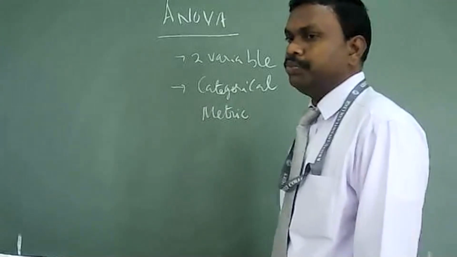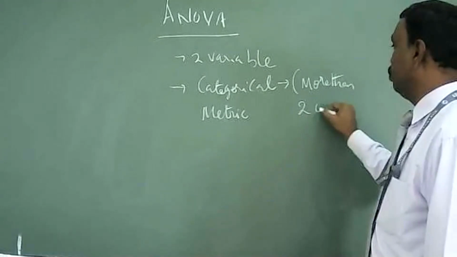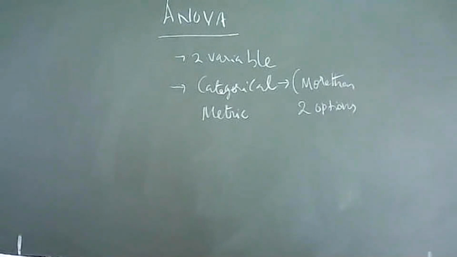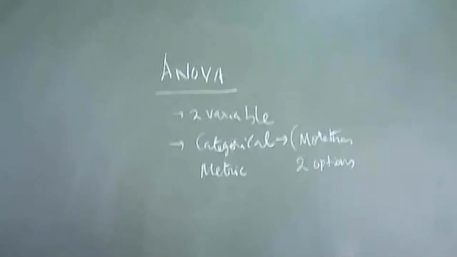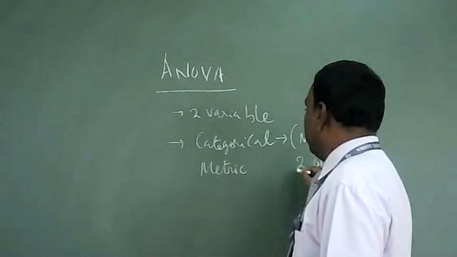When you look at the categorical variable, here you should have more than two options. That is the only condition. What is this more than two? If it is equal to two, it becomes an independent sample t-test. So the condition is two variables.